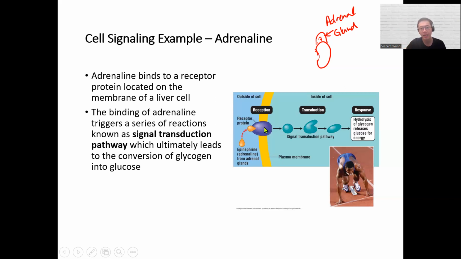So it will bind to a target, and then it will cause a series of reactions which are collectively known as signal transduction pathway. Basically, it's a pathway that helps pass the signal on. And then in this case, the adrenaline will cause the hydrolysis of glycogen and release glucose for energy, which totally makes sense because you're getting ready for a race, right? Okay, so you need that extra glucose to be available in your body. So the adrenaline never went into the cell. It just binds to a receptor, and then it causes all this commotion inside the cell, which results in a response.